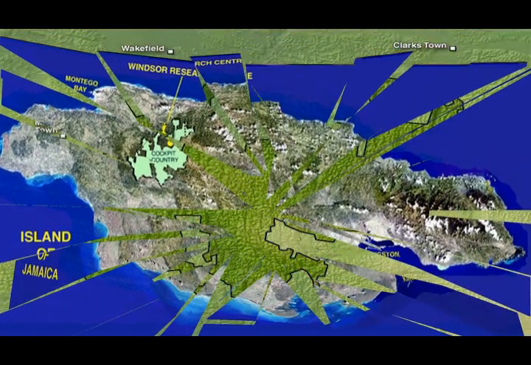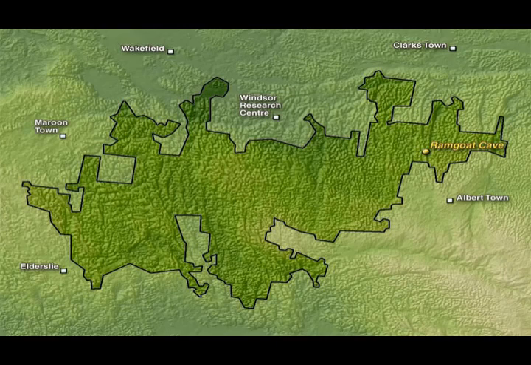Here we have a close-up as to the boundary of the Cockpit Country. The darker green area here, this is the Cockpit Country's boundary you're looking at. And as you can see, there are some communities on the outskirts, like Albertown in Trelawney, Clarkstown also in Trelawney. All right, we have Wakefield, we have Maroontown, and Eldersley as well.